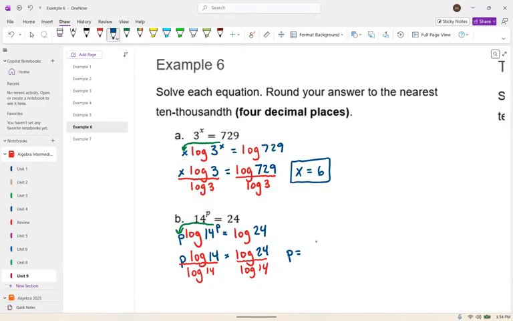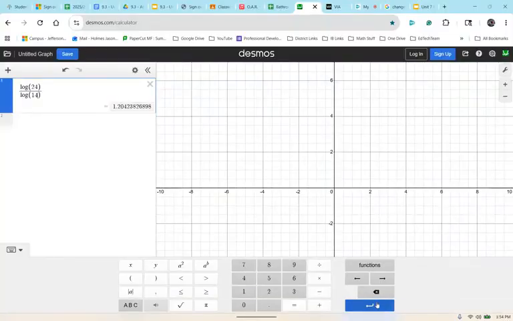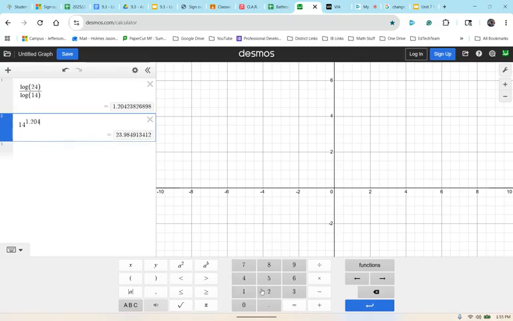So my final answer, p equals 1.2042. Now check this out. This is what's kind of cool. So I'm going to come back over to Desmos, and I'm going to take 14, and I'm going to raise it to my answer, 1.2042. You can see it's 23.99757. It's really close to 24. And it's off because I'm approximating.